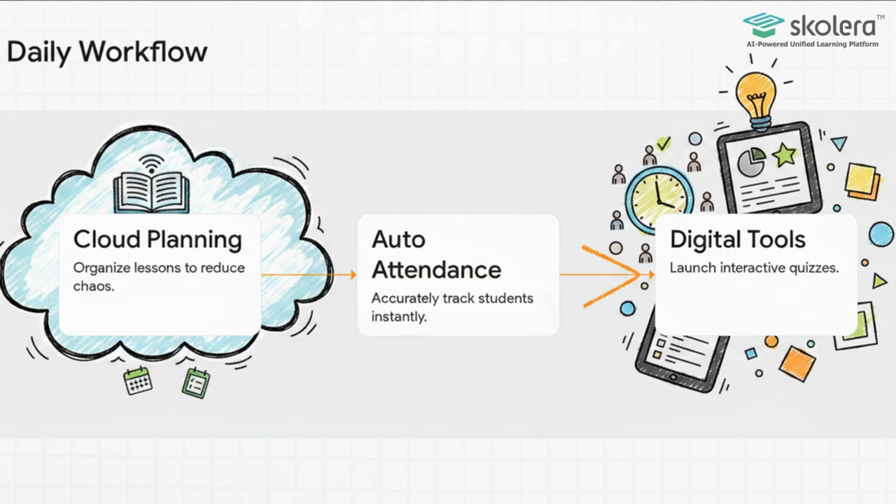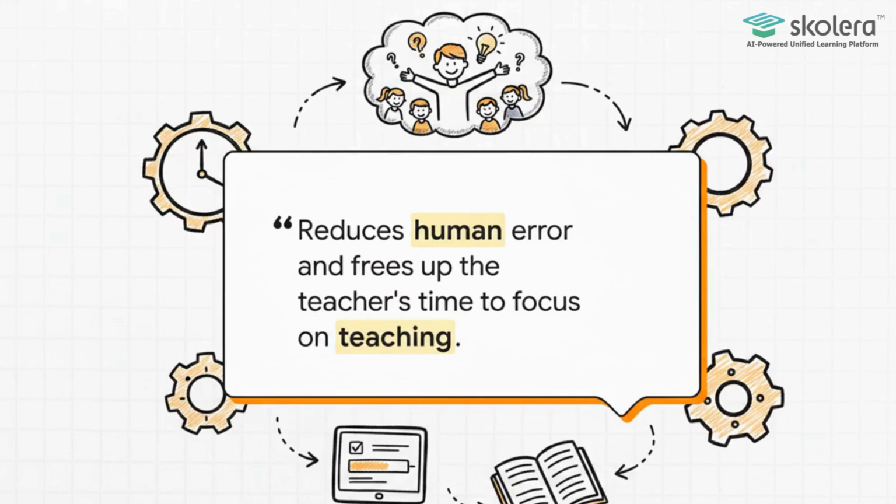Finally, Step 3, Interactive Quizzes. The teacher seamlessly launches digital tools that get students actively involved right away. This whole step-by-step flow just completely eliminates that manual drag. And honestly, it all boils down to this absolutely crucial takeaway. A good system reduces human error and frees up the teacher's time to focus on teaching rather than administrative tasks. If you take nothing else away from this explainer, remember that. The ultimate goal of educational tech is never to replace the teacher. It's just to strip away the admin burden so they can do what they do best: teach, interact, and guide.